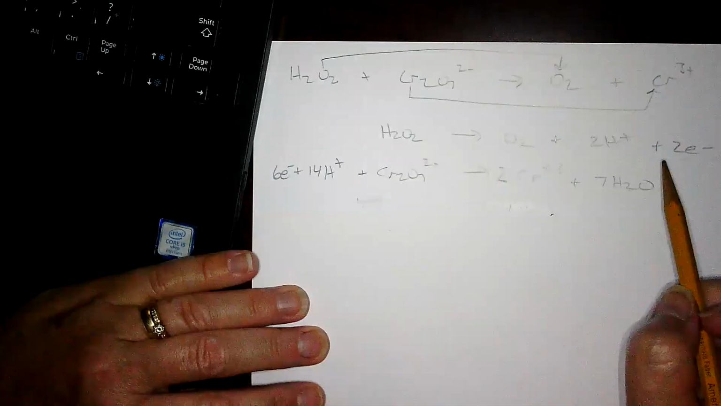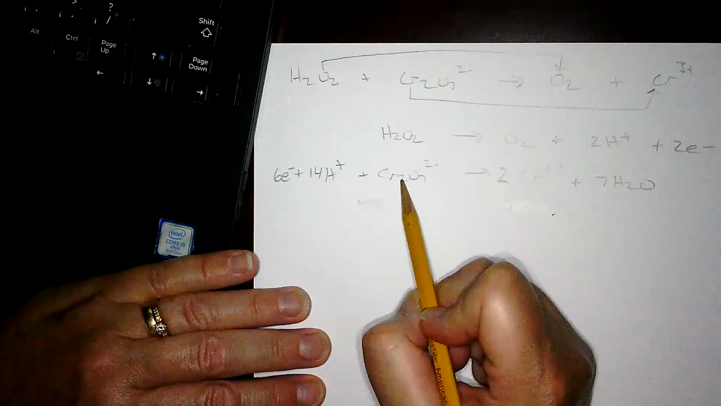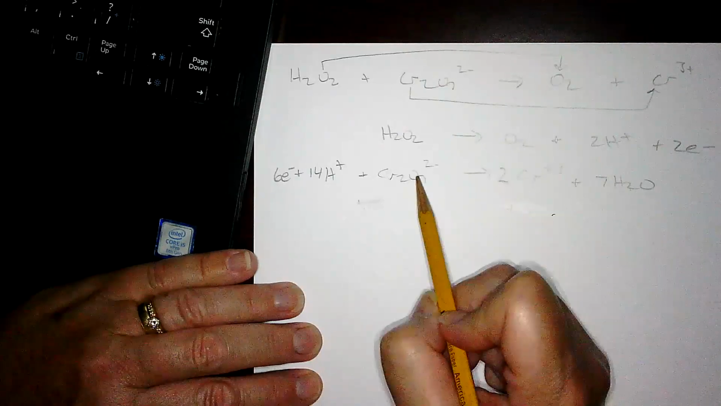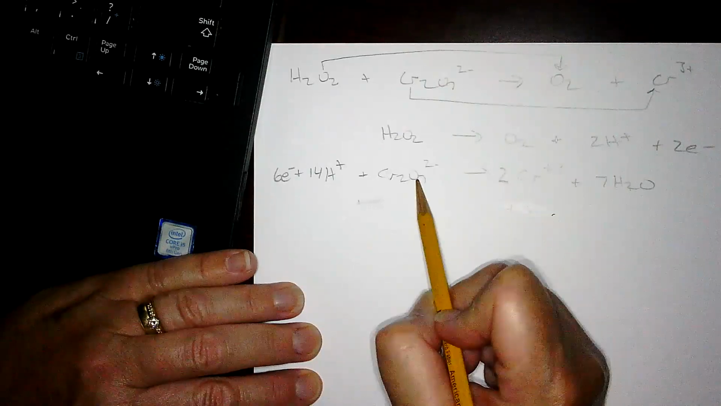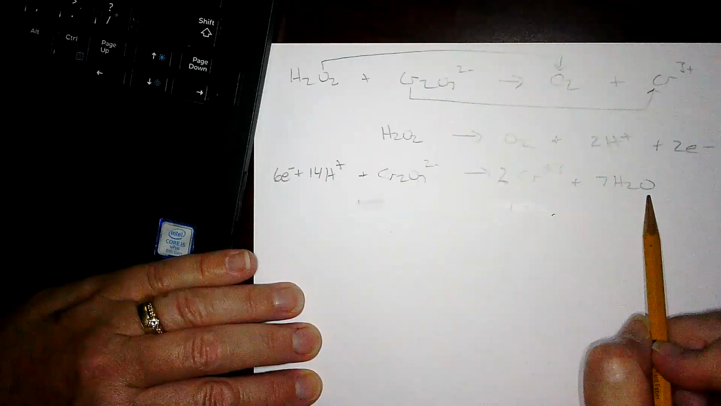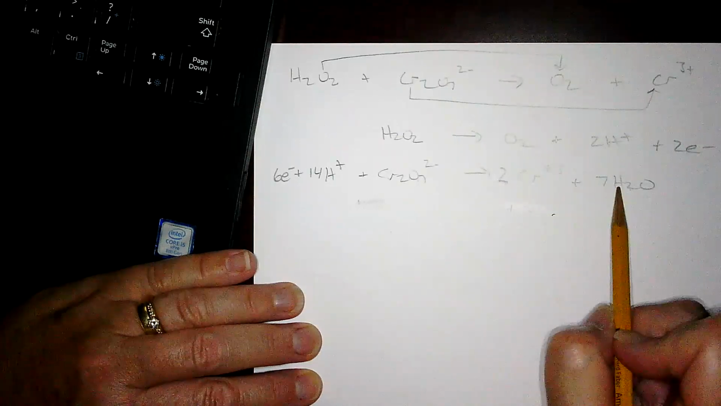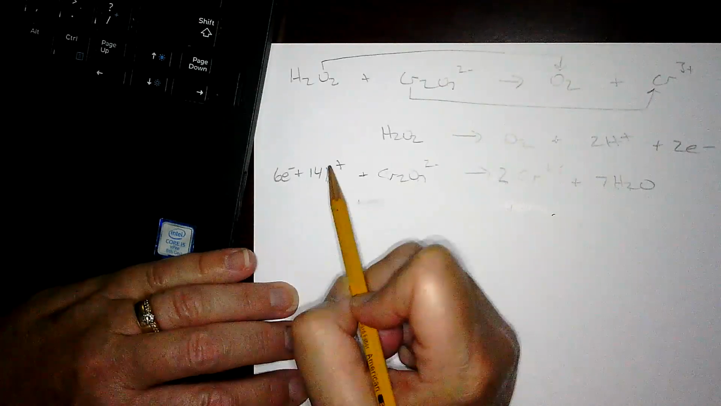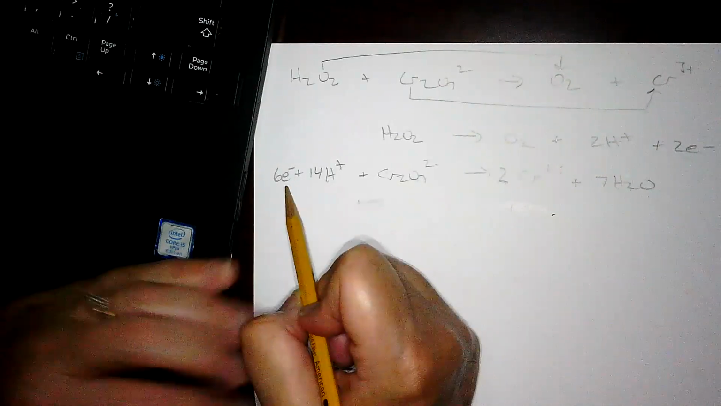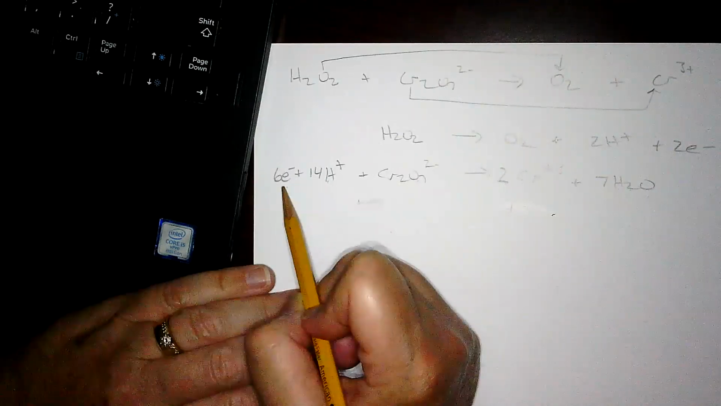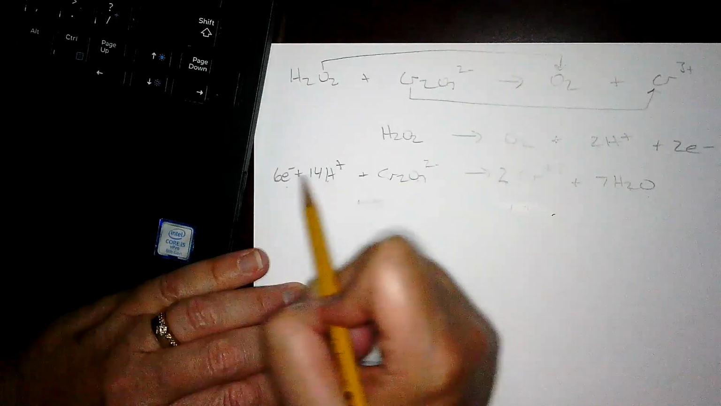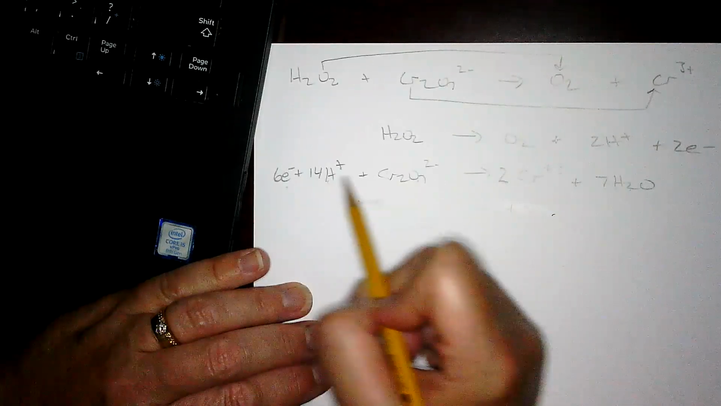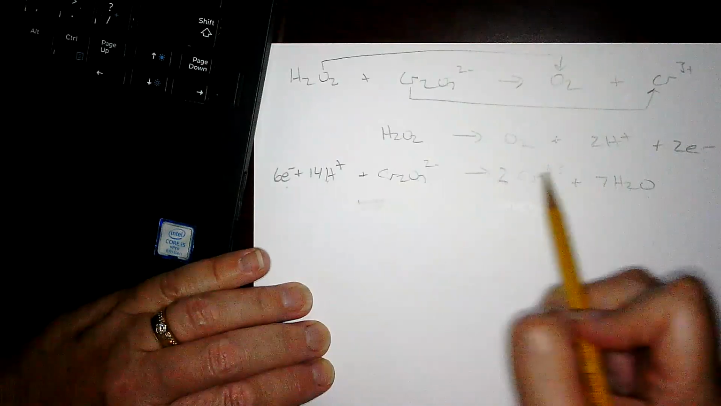Okay, so we want to balance the chromiums first. So we're going to put a 2 here. We want to balance the oxygen second, so we're going to put 7 waters here. We're going to balance the hydrogens by putting 14 hydrogens here. And we're going to balance the charge by putting a -6, because we've got a -6 and a +14. That's going to give us a +8. -2, that gives us a +6 on this side. And we've got 2 times 3, +6 on this side.